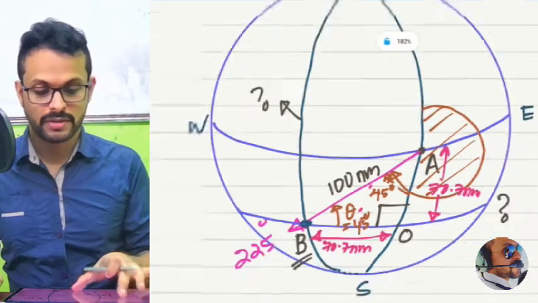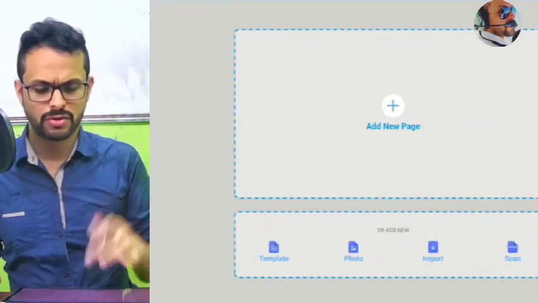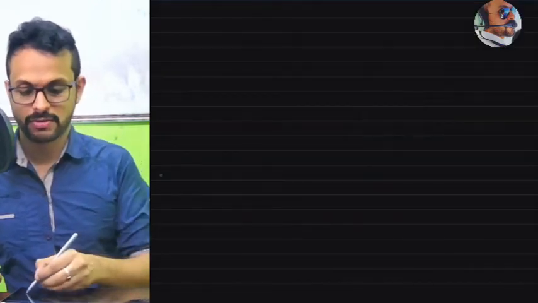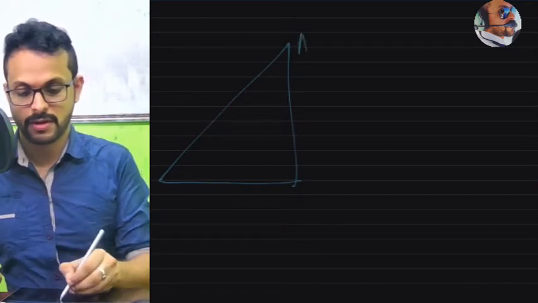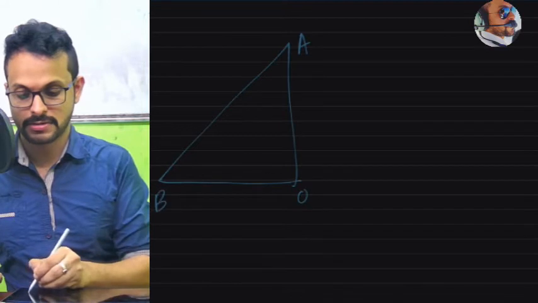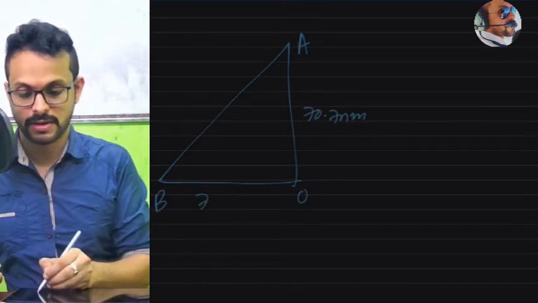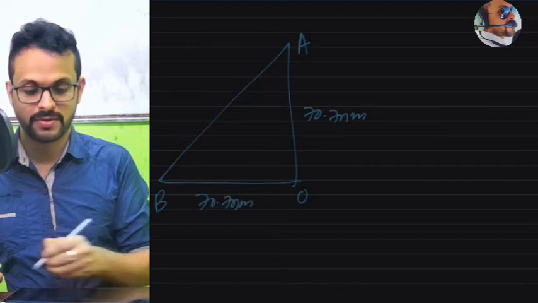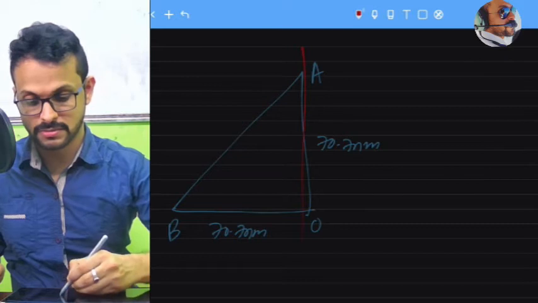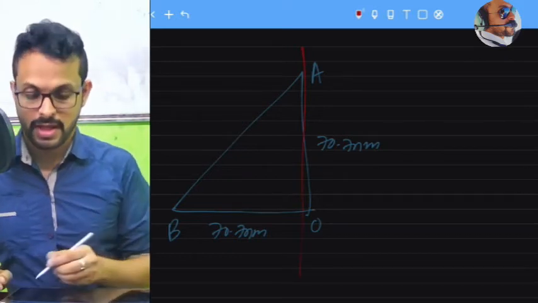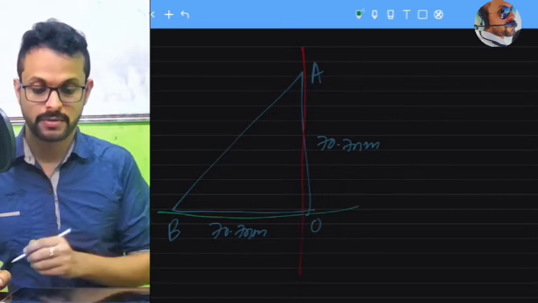Perfect. So let's take these values back to the previous figure right here, or probably let's draw a new figure. That's fine, we have enough and more pages. So let's get the triangle drawn here straight. This is A, O, and B. So we got this side as 70.7 nautical miles, and so is this side as 70.7 nautical miles. So we know the side OA is made up of a meridian. Perfect, right? And the side OB is made up of a parallel of latitude.